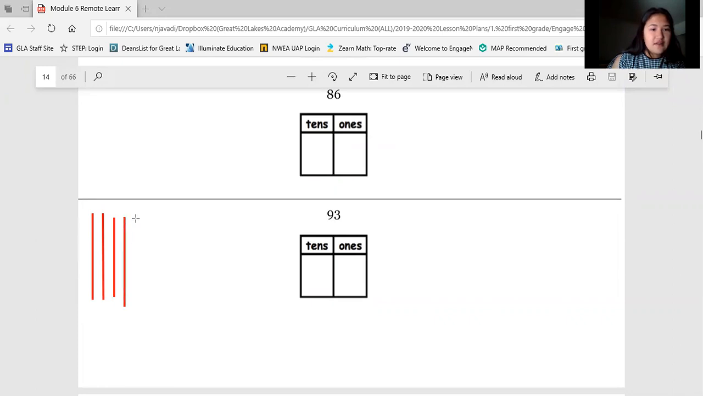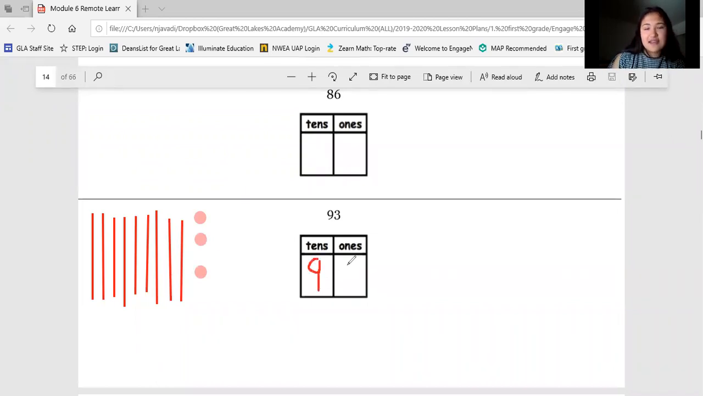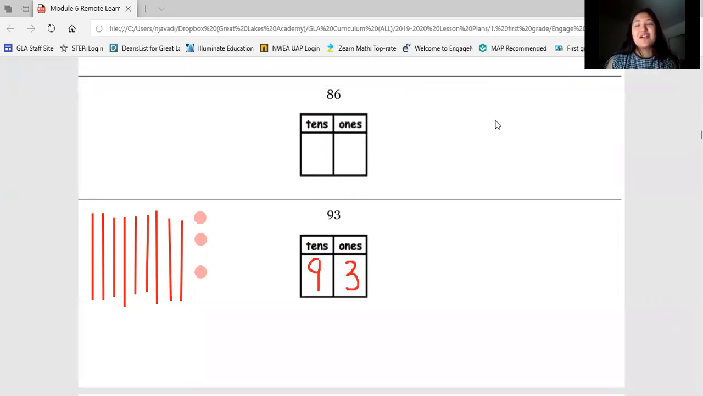40, 50, 60, 70, 80, 90. Now let's draw 3 ones. 1, 2, 3. I have 9 tens and 3 ones. Nice job. Make sure you got this on your page.